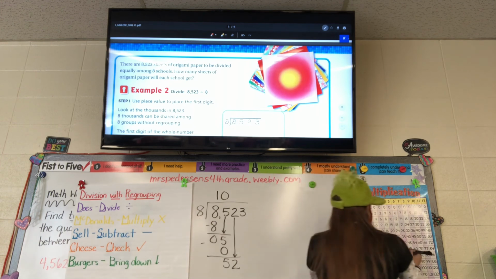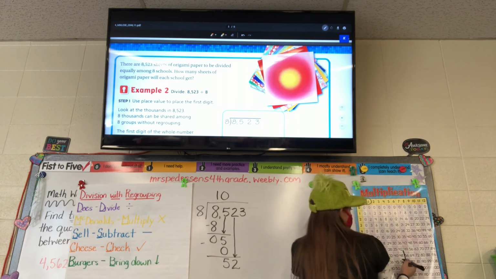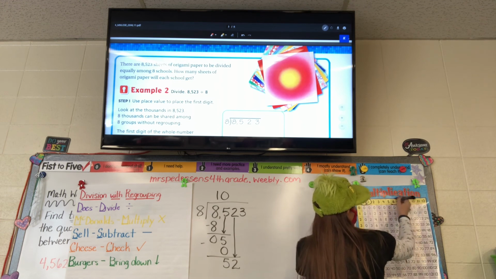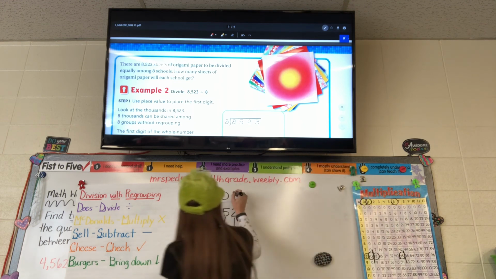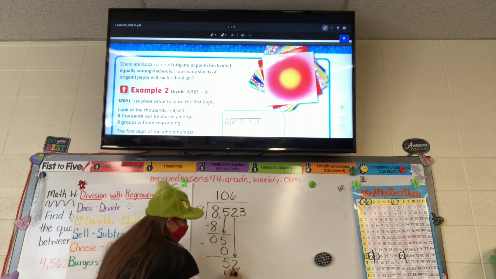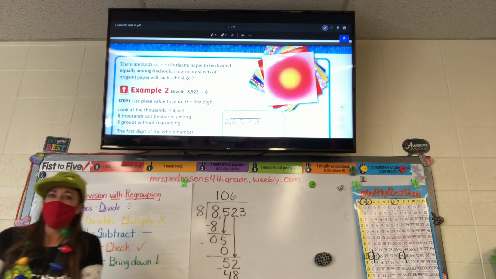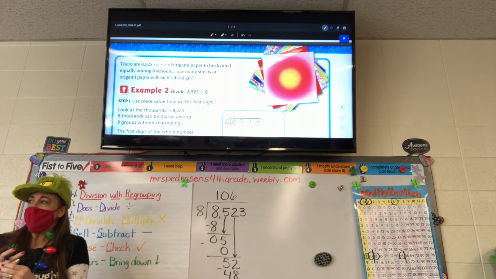We're looking for 52, which would be between 48 and 56. Look to the left, circle, go up, circle. 6 goes on top, 48 goes underneath. What is 52 minus 48?